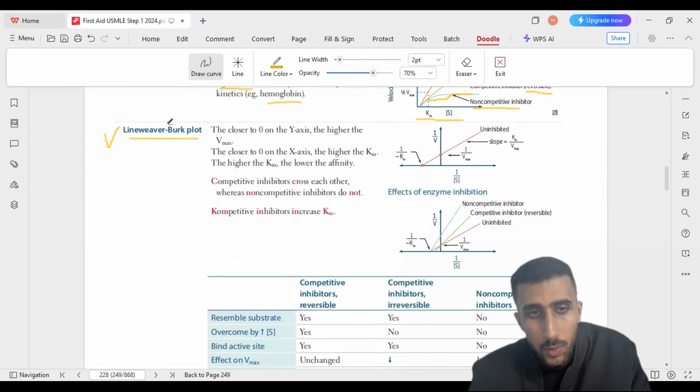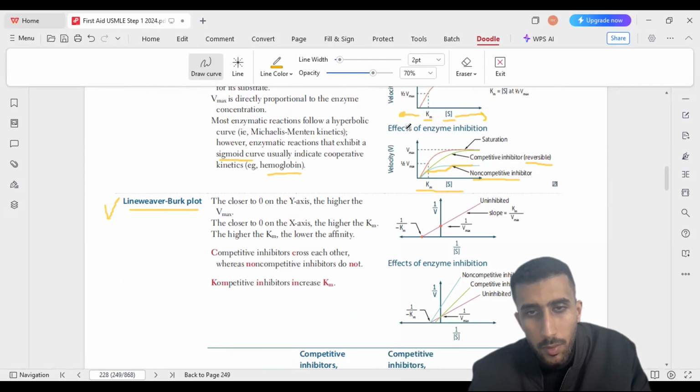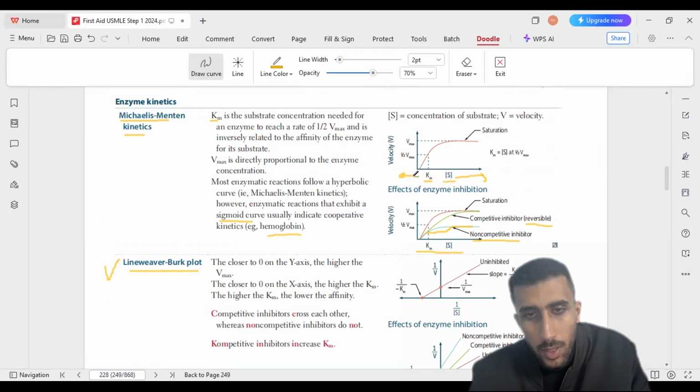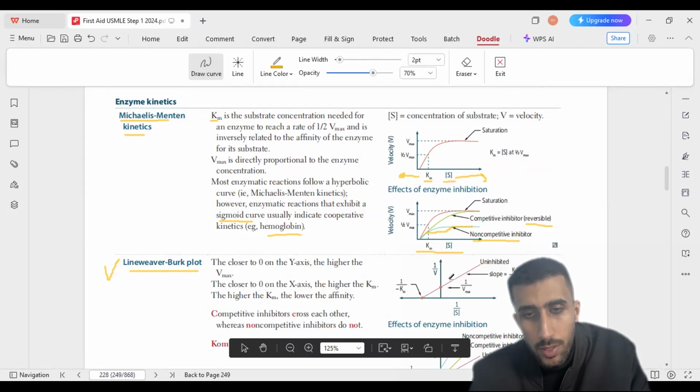To complete the Lineweaver-Burk plot, you have to go fast through that. I will tell you some key points, but you don't need to know the math behind it. It is the same as the Michaelis-Menten kinetics above, but instead of Km, it's 1 over negative Km, 1 over Vmax, and the slope. So there is the equation here. In Michaelis-Menten the velocity is plotted against the substrate, while here 1 over the velocity is plotted over 1 over the substrate.